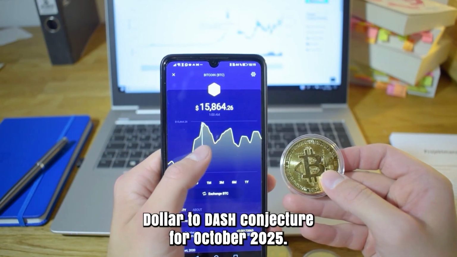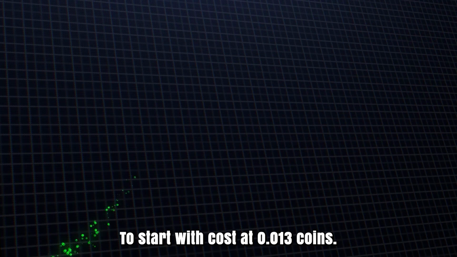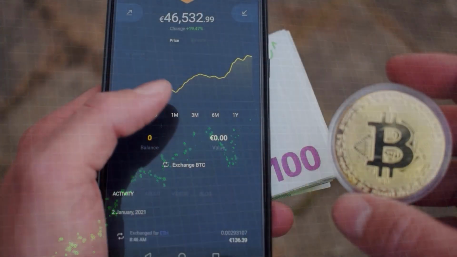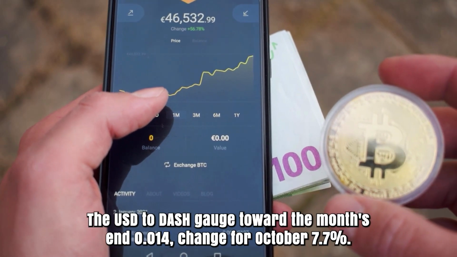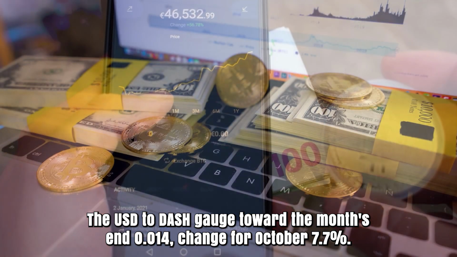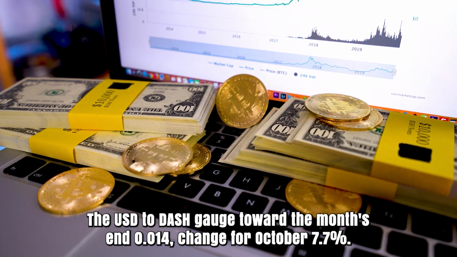Dollar to Dash forecast for October 2025. To start with, cost at 0.13 coins. High price 0.15, while low zone 13. The midpoint of cost is 0.14. The US to Dash forecast toward the month's end is 0.14, change for October 7%.